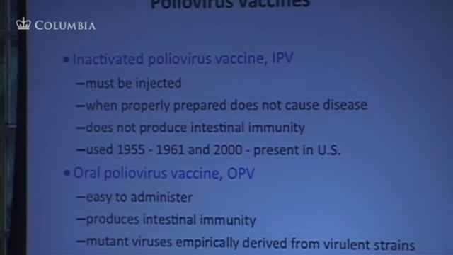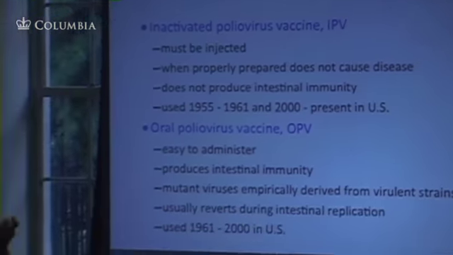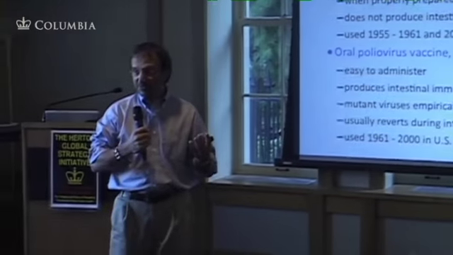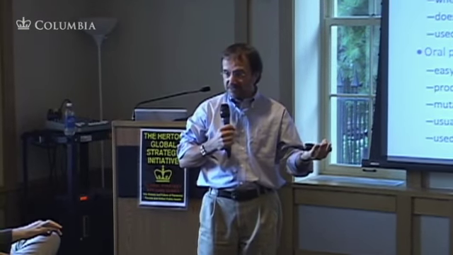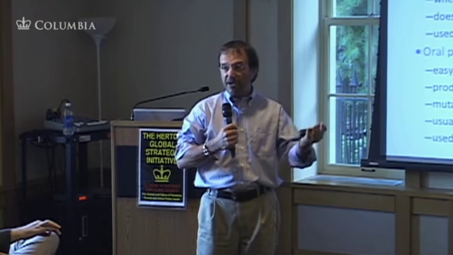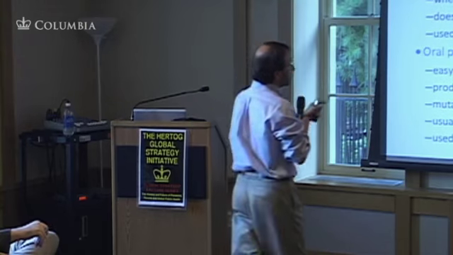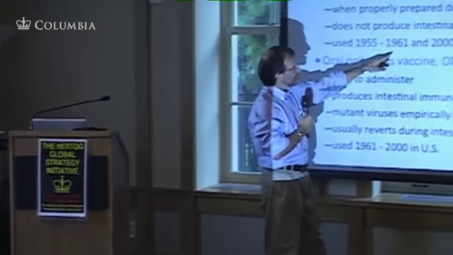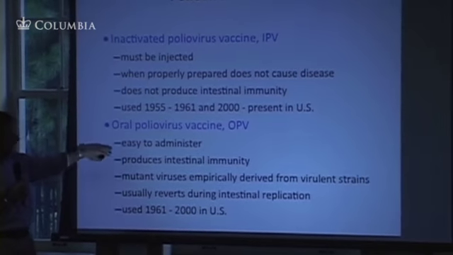Okay? The reason I say this is because the US now is using only IPV. So the collective alimentary tracts of Americans are susceptible to polio. So if a strain came into the US, it could replicate in our guts and perhaps spread to someone who wasn't immunized. So we used IPV until 1961, and then we started using it again in 2000, and we'll talk about why. OPV is very easy to administer.